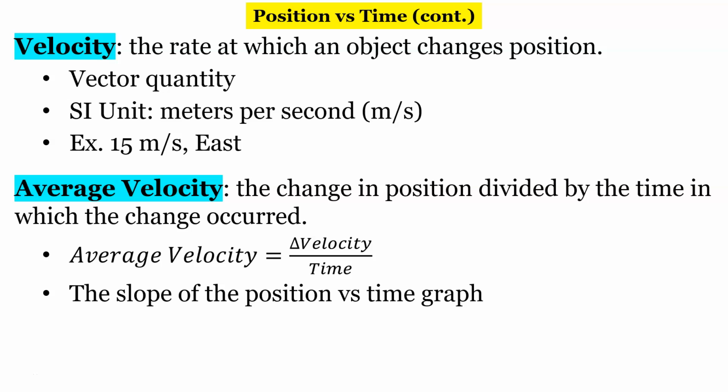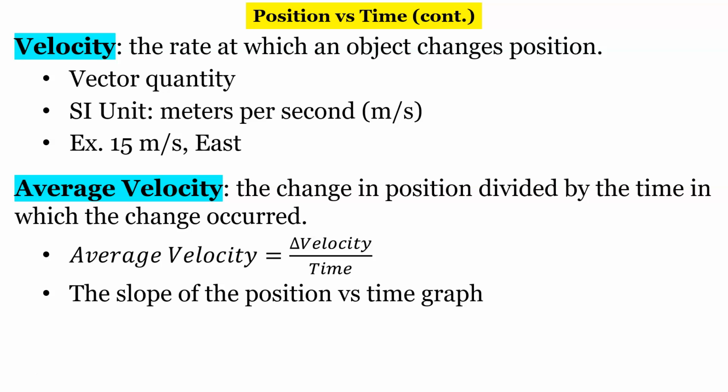So another term that you may have heard used interchangeably with speed is velocity. Velocity is the rate at which an object changes position. Velocity is a vector quantity, meaning it has a direction. The standard unit for velocity is meters per second. So an example of velocity, and remember velocity always has a direction, is 15 meters per second east.